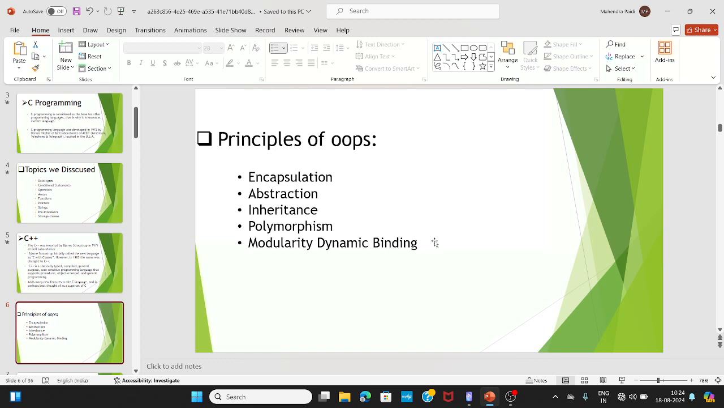The first one is encapsulation. It involves bundling data attributes and methods that operate on the data into a single unit or class. This helps in hiding the internal state of the object from the outside world. Next one is abstraction. It involves representing essential features without including background details. It allows a programmer to focus on interactions at a higher level without worrying about implementation specifics.